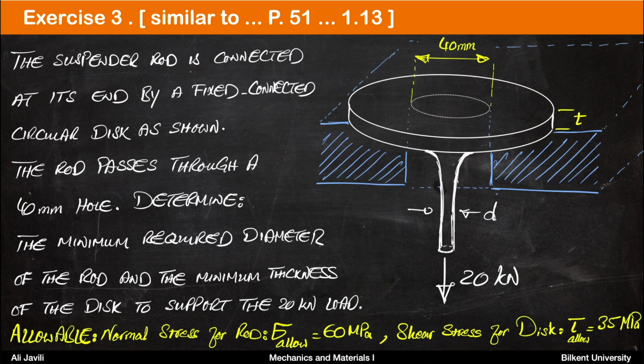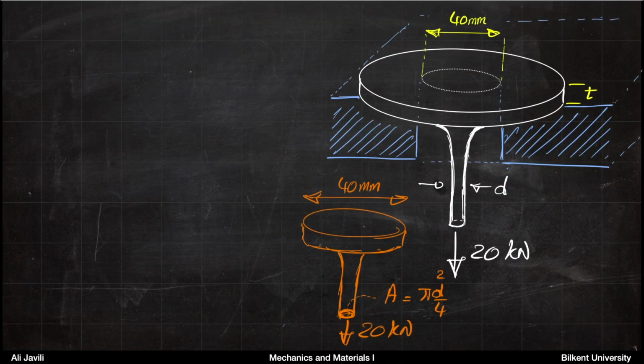The allowable stresses for the rod are given, and for the disc. So the allowable normal stress for the rod is sigma equals 60 megapascal, and the allowable shear stress for the disc is tau equals 35 megapascal. So instead of giving you the allowable stresses, obviously you could have failure stresses and safety factor, but you already have the allowable ones that you can use for your design.